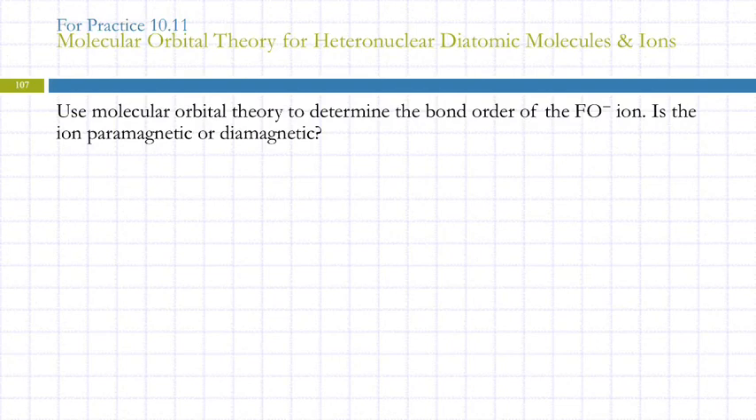Let's do this one. Fluorine and oxygen. We can figure out the bond order. We can figure out whether it's diamagnetic or paramagnetic. The shifts in the orbitals in terms of their energy are not going to really matter for that.